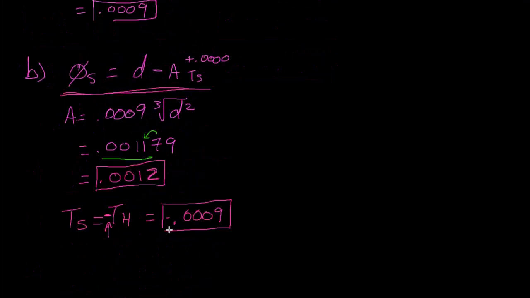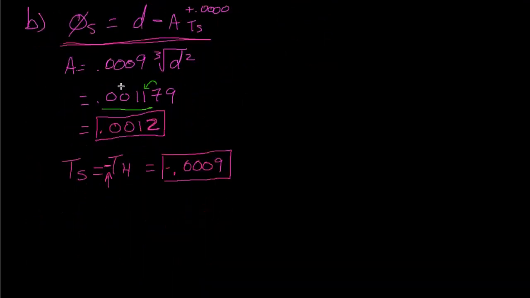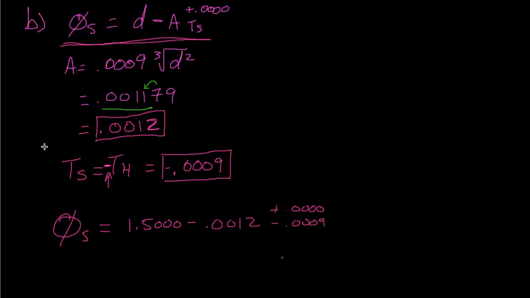Okay, so I'm going to have to do a little bit of addition and subtraction, so I'm going to maybe rewrite it down below. So the shaft diameter is equal to 1.5000 minus the allowance, which is 0.0012, and that's going to have a tolerance of plus 0 minus 0.0009. Okay, so I guess we just need to do a little bit of math here.